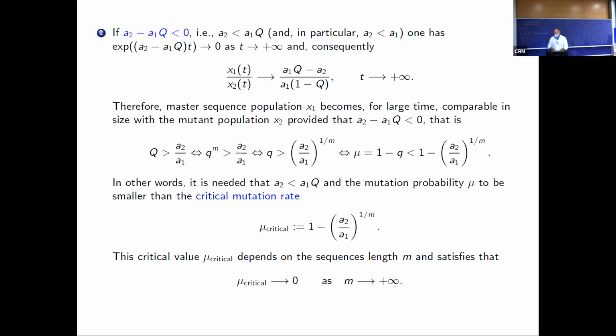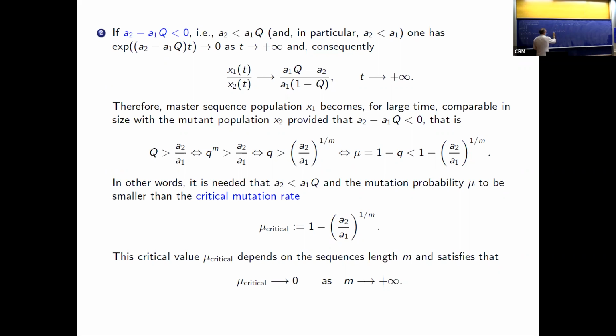If this goes to a constant, of course, keep in mind that everything is in an infinite perfect world. If you put some restrictions, this means that the proportions will be comparable. So you still have master sequences. And this only happens when A2 minus A1Q is negative. So the only possibility to get master sequences is this. But this means Q is larger than A2 over A1. In particular, if you want this, it means A2 is smaller than this, and this is smaller than A1.